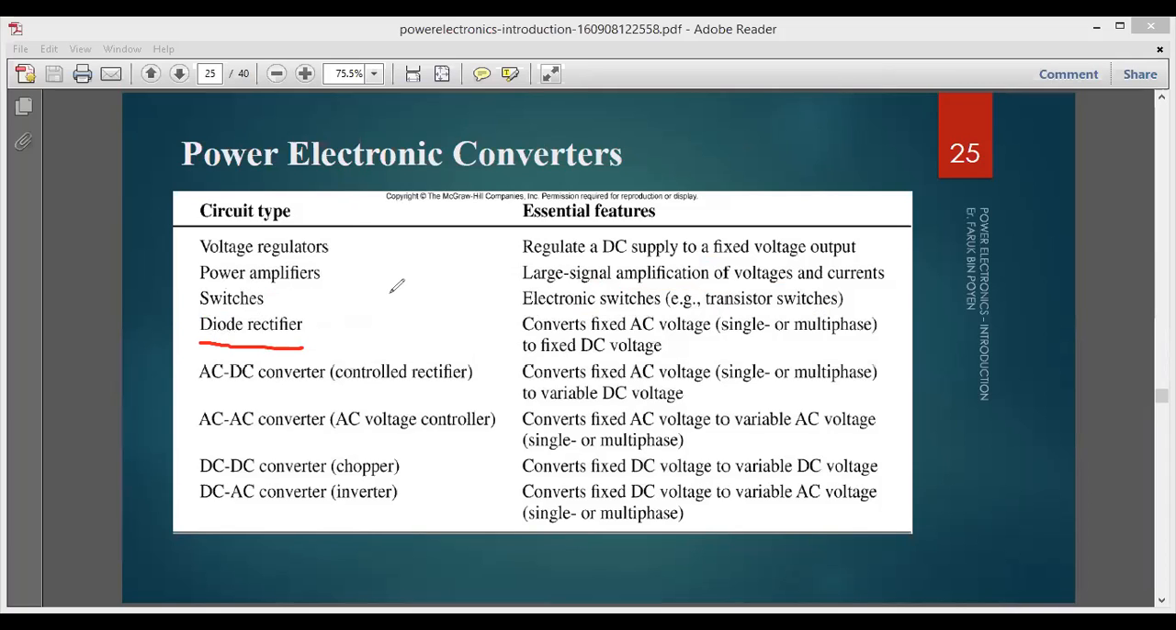sometimes fixed DC also. Then we have the AC to DC converter, that is the controlled rectifier, the silicon controlled rectifier, which converts AC to a variable DC supply. We have the AC to AC converter, that is the cycloconverter, the DC to DC converter, that is the chopper, and DC to AC, that is the inverter. So this is a brief summary of power electronic devices and converters.